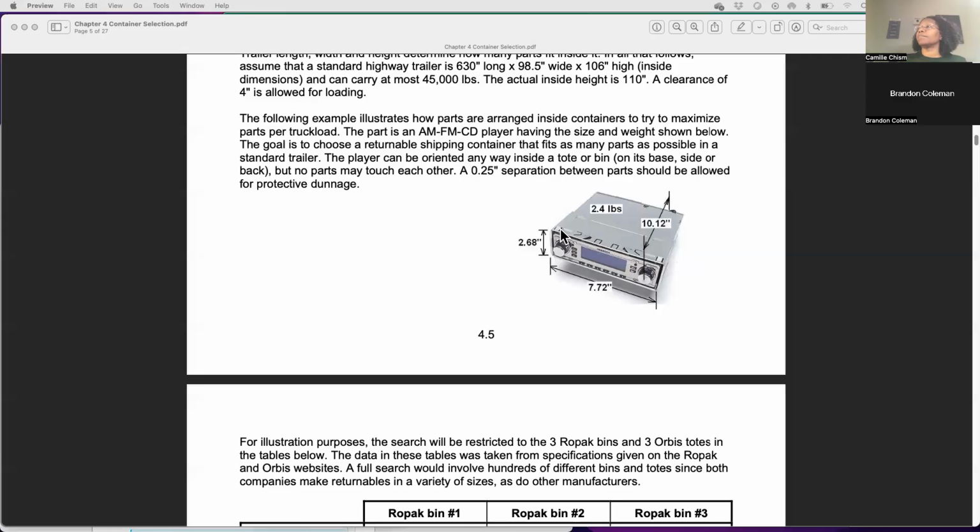so that this can actually load into and lock into the dashboard. And then back here, there may be some componentry that, if it gets touched, it could cause some damage. So even though it's in any orientation, you still need that 1/4 of an inch separation, and you're using protective dunnage maybe to protect this component.